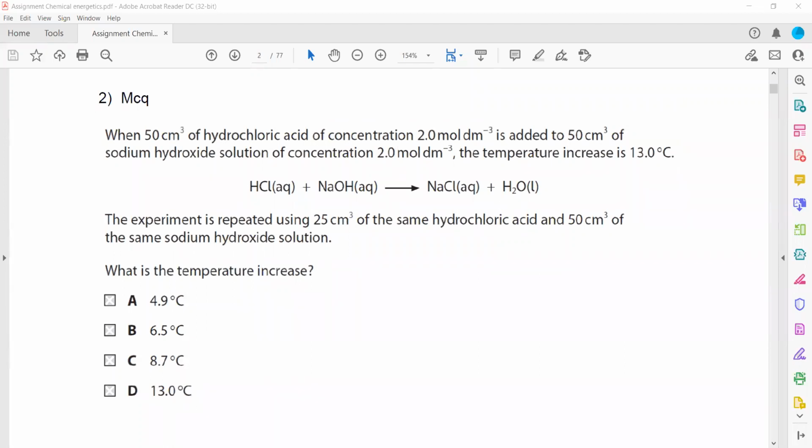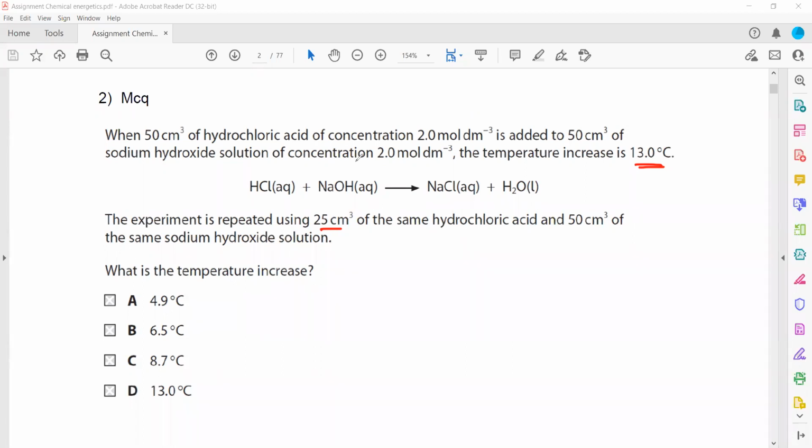In this question, we have 50 cm cube of hydrochloric acid having a concentration of 2 mole per dm cube, added to 50 cm cube of sodium hydroxide solution, which has the same concentration. The temperature changed by 13 degrees. The experiment was repeated using 25 cm cube of the same concentration hydrochloric acid and 50 cm cube of sodium hydroxide.